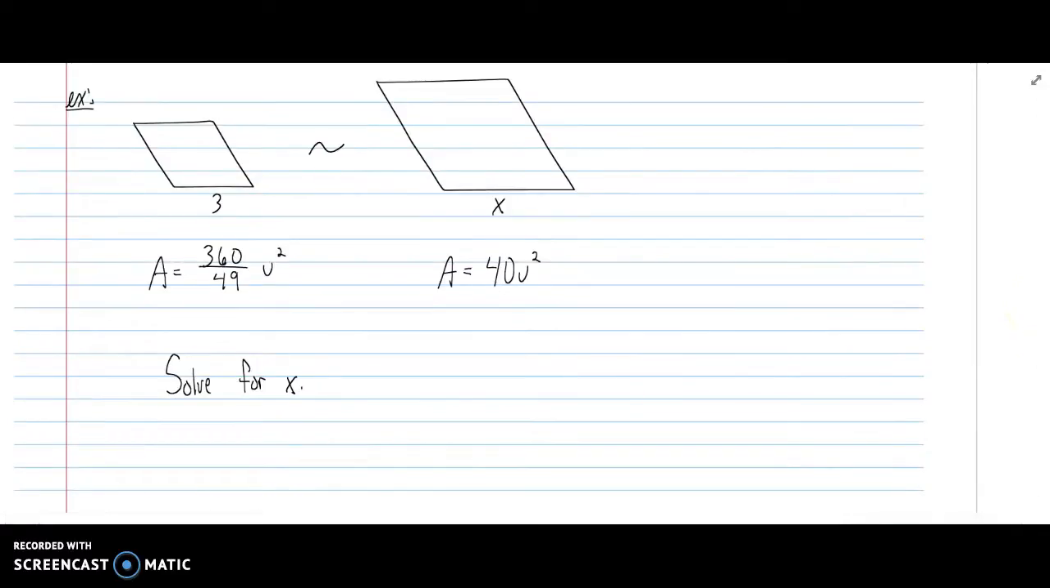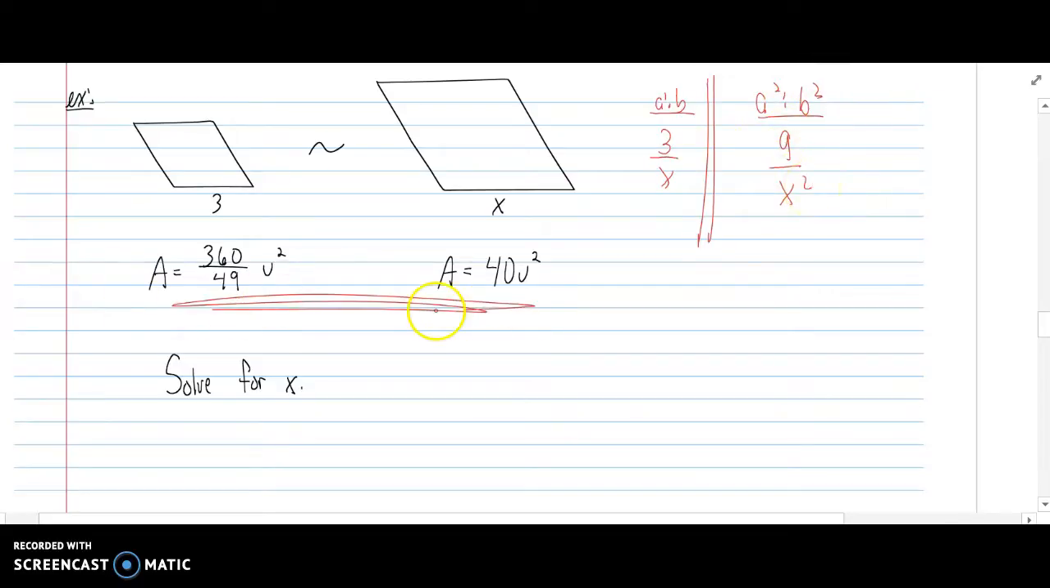Next example. We have these two quadrilaterals that are similar. We have the areas for both of them. We have the length of 3, which is corresponding to x. From this, we want to find what is the length of x in this bigger one. Now I know that the linear ratio between them is 3 over x. So that means that the area ratio is going to be 9 over x squared.